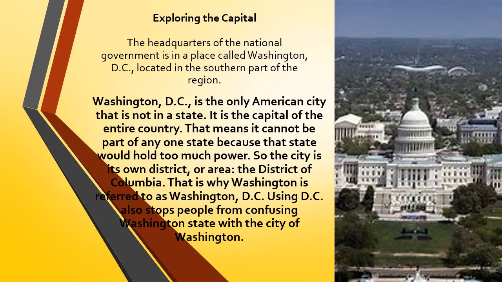So that means it cannot be part of any one state, because the state would hold too much power. So the city is its own district or area, the District of Columbia. That is why Washington is referred to as Washington, D.C. Using D.C. also stops people from confusing Washington state with the city of Washington.